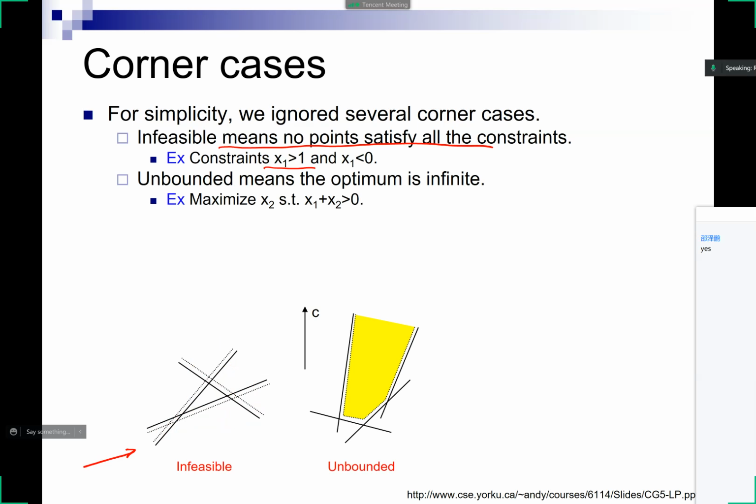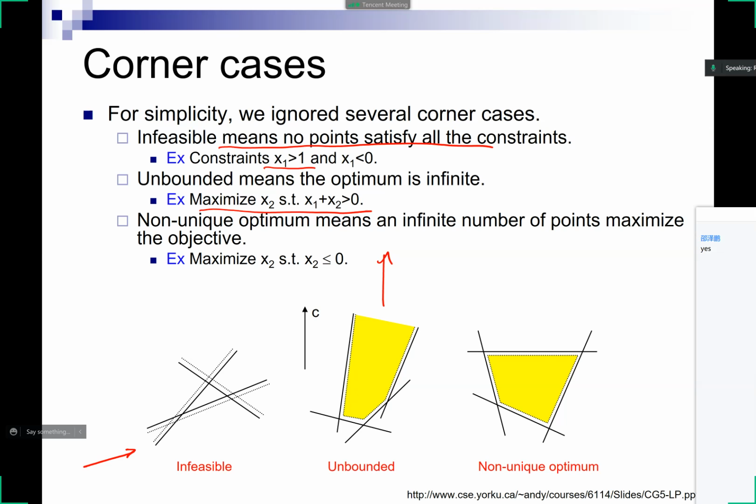The next corner case is you could have an LP where the optimum is actually infinite. Suppose you're trying to maximize a function, and suppose your feasible region looks like this yellow region over here. Then if you're trying to move up as far as possible for your optimum, you see that you can move infinitely far. So therefore this LP has an unbounded maximum.